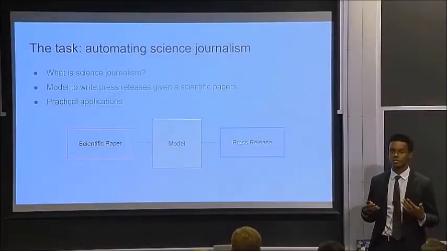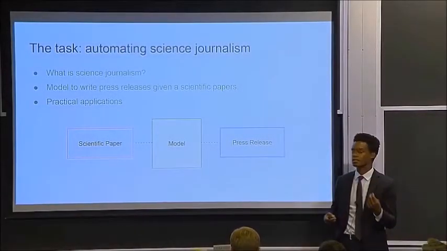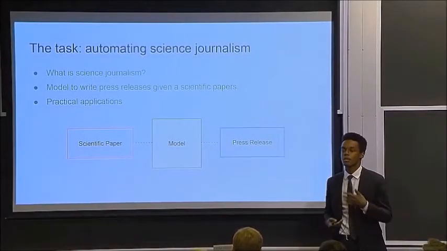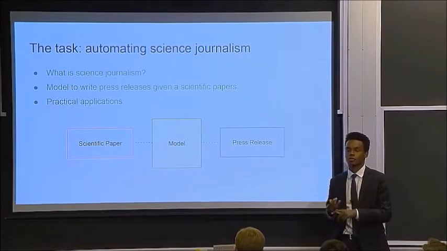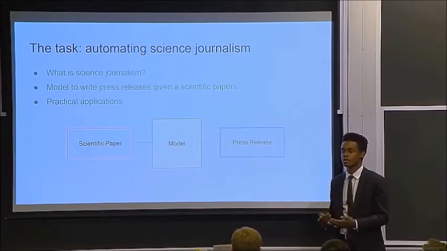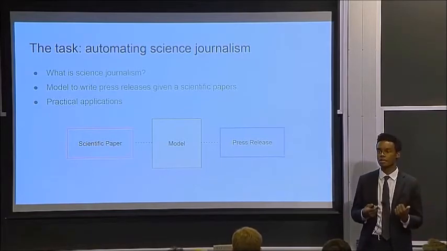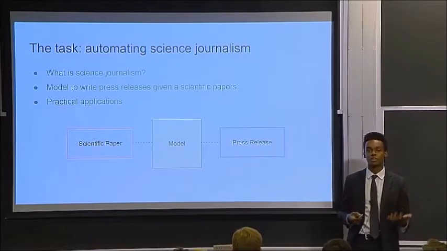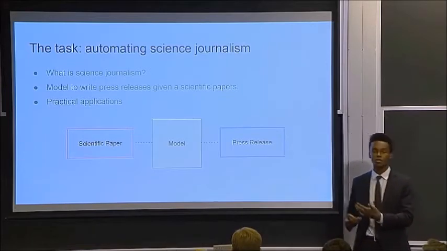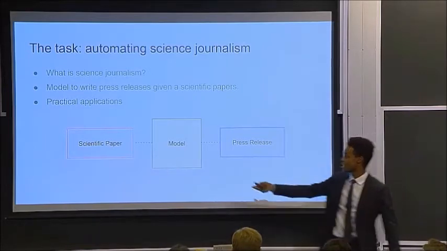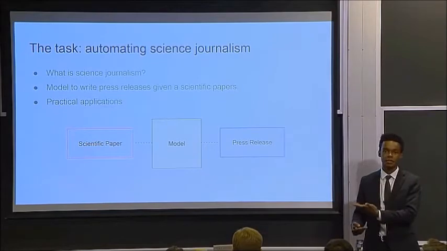So let's get into our actual task. Our task is automating science journalism. And what is science journalism? Many of you know that if you read articles from Science Daily or Scientific American, the main purpose of science journalism is that they can take scientific research and findings and present it in a way that is understandable to a lay audience. And so our goal is to generate some sort of model that can take in a scientific paper and generate a press release.